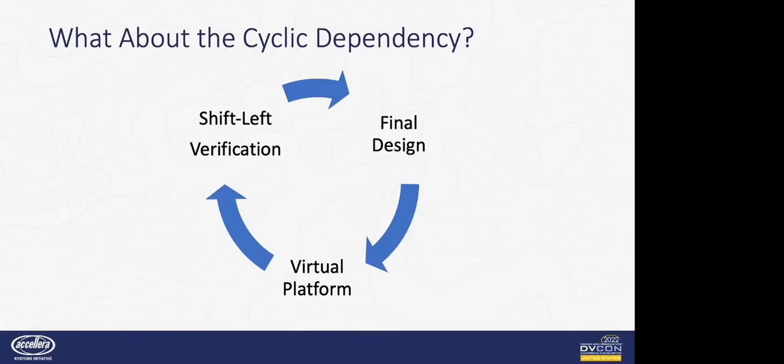You're saying, but how can I build a virtual platform based off of my final design when my final design isn't done until I've done my verification, which I've shifted left with my virtual platform? Don't I have a circular dependency here? Well, you would if you only ever built your final design. But part of our software-driven methodology is to say that that's not actually what you need to do. You can build an abstract design and successively refine it over time.